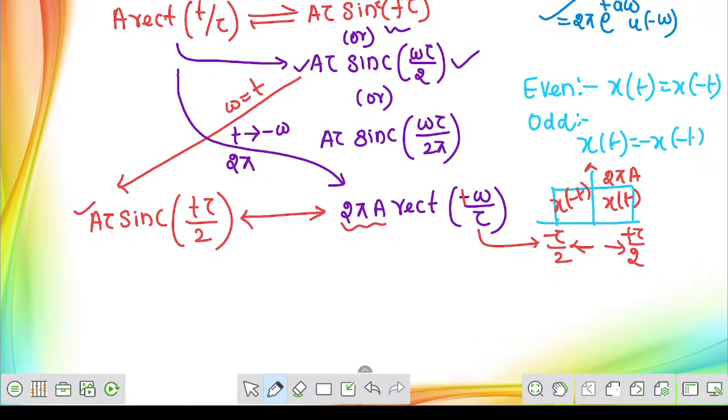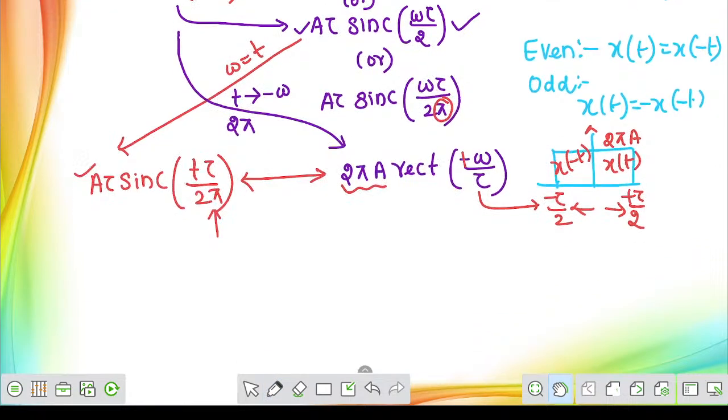Understand, sir? If they are considering pi also, see, I left one factor pi. If they are considering pi also, then nothing will happen. Just pi will appear here. That's it. Either we can write it without pi, or you can write it with the pi. Nothing will happen. Okay, so this is in terms of omega. Now I will give the duality property in terms of f.